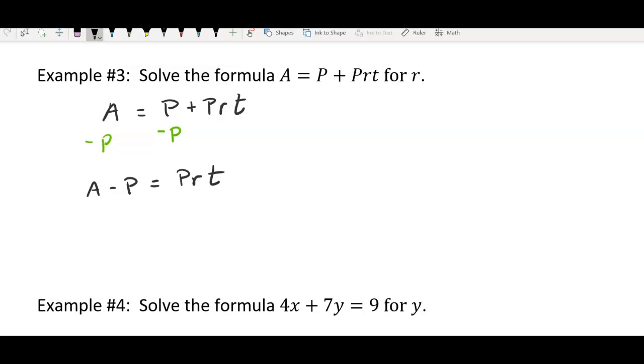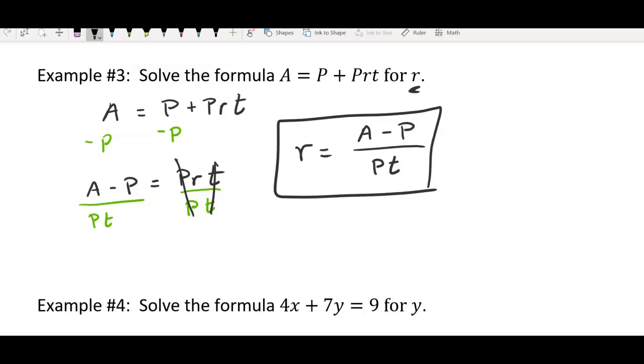And now I want to get the R by itself, because it tells me to do R. So on the right-hand side, that's where the R is. I need to get rid of both P and T. So I'm going to divide by P and T, and I'll do that on both sides. And then those P's cancel, those T's cancel. And so I just have R equals (A minus P) all over PT. And there might be other ways to write it, but that's how I would write it. Okay.